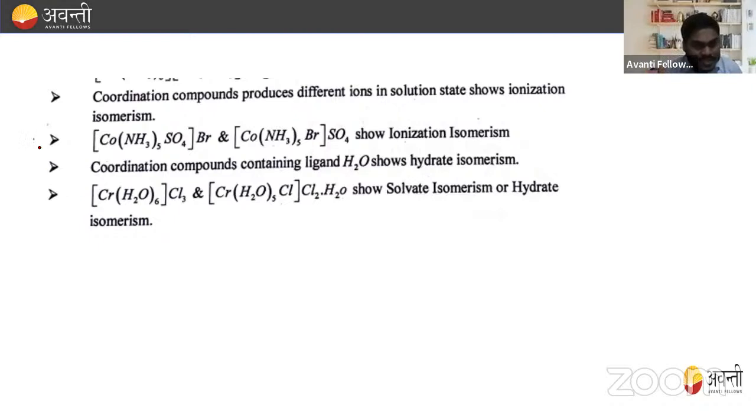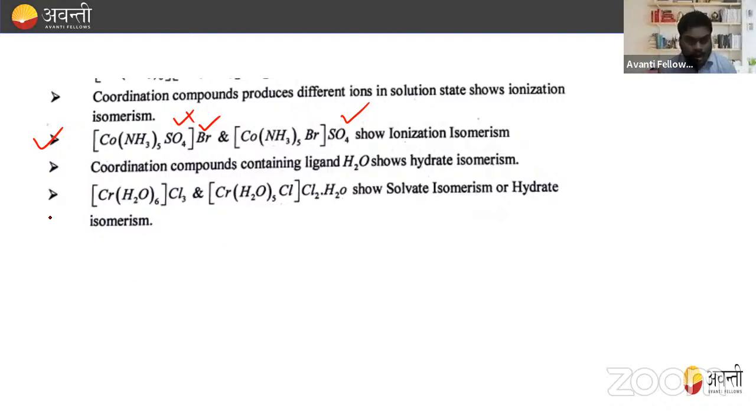If I'm talking about this type of isomerism, like [Co(NH3)5SO4]Br and [Co(NH3)5Br]SO4, we know that in solution the first one will give Br ion, and the second will give SO4 ion. So they will give two different ions, right? So the coordination compound that produces different ions in solution shows which type of isomerism? That is ionization isomerism, right? Is it clear to everyone?